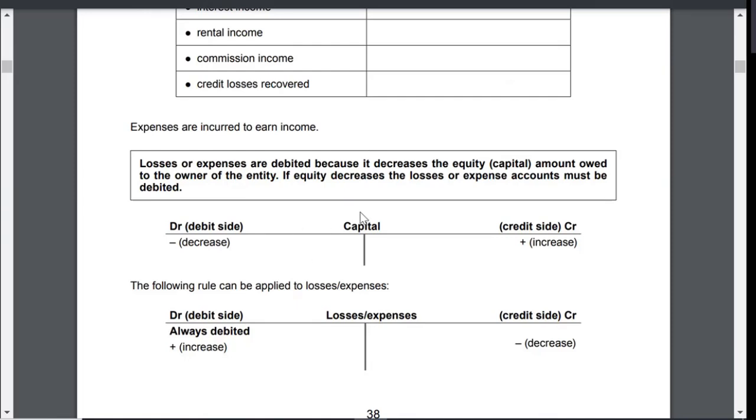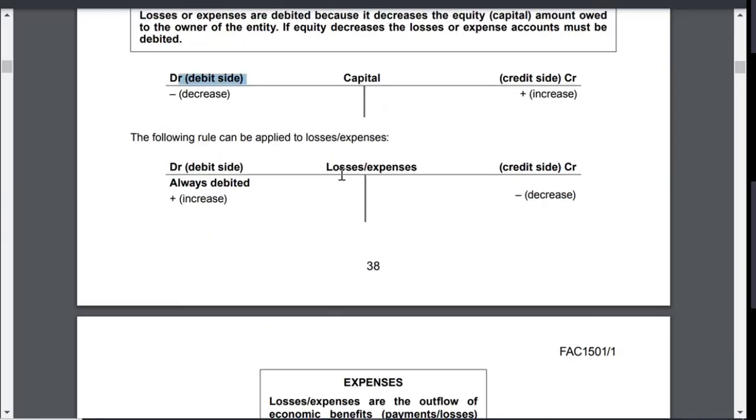If equity decreases, the losses or expense account must be debited. Remember, capital is part of equity. So when capital increases, you credit. When capital decreases, you debit. And for expenses or losses, when your expenses increase, you debit. When your expenses decrease, you credit.